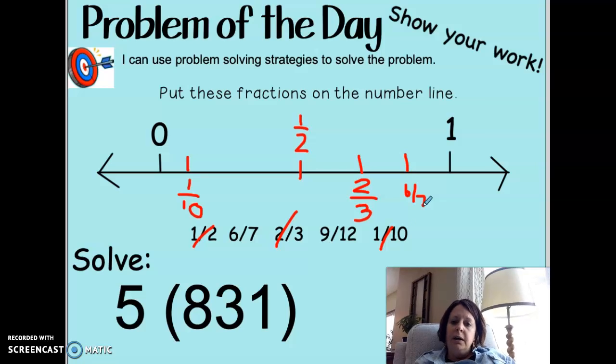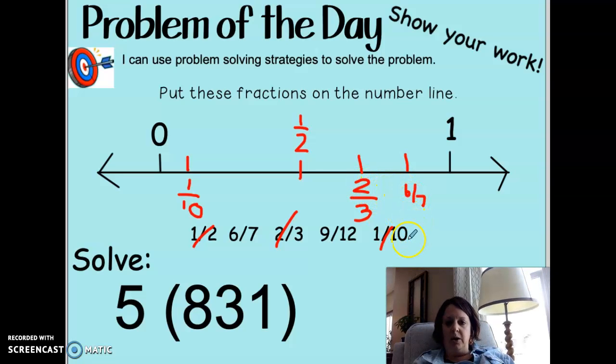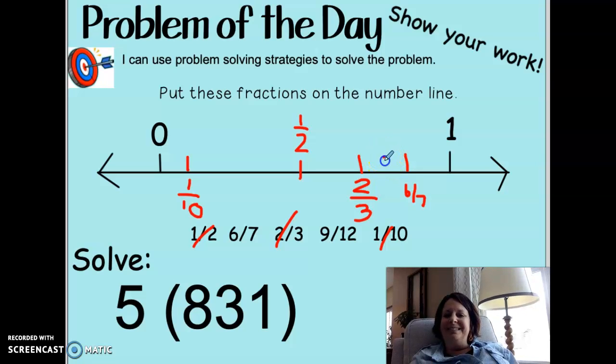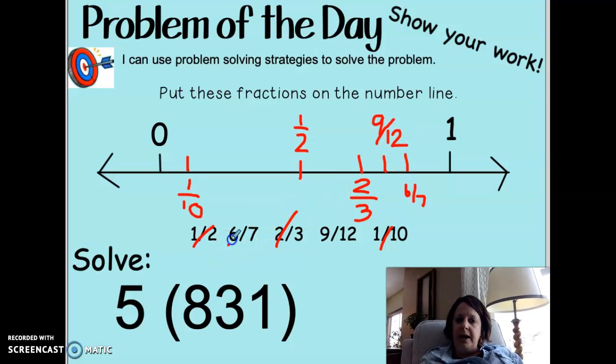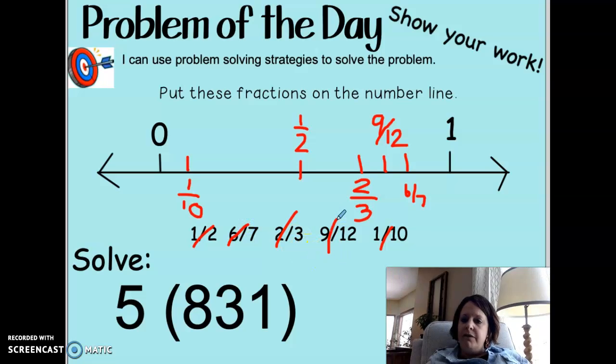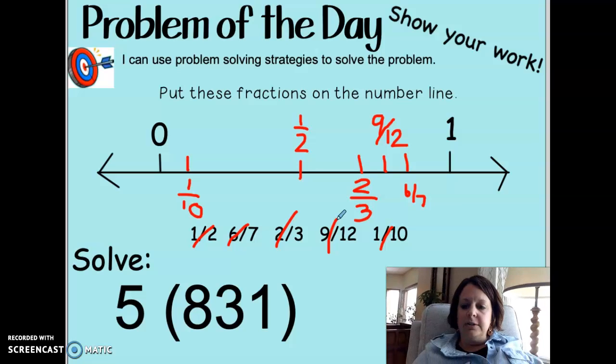Now the thing is with 9/12, if we have 2/3, that would be 8/12, because we multiply the 3 times 4, and we get 12, and then we multiply 2 times 4, and we get 8, so 8/12. So 9/12 is not going to be too far off from 8/12, so I might put it right about there. Sorry, writing with my finger is not as efficient. So there we go. We have added all of those numbers to our number line.